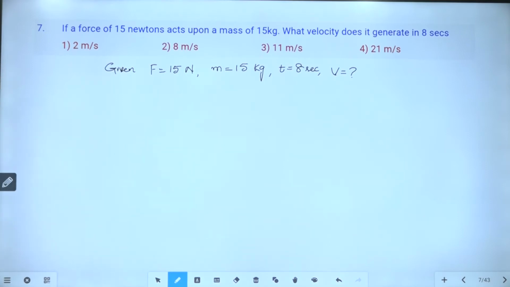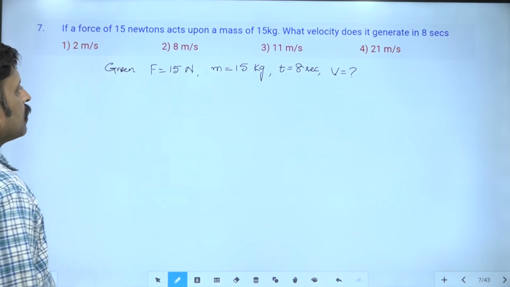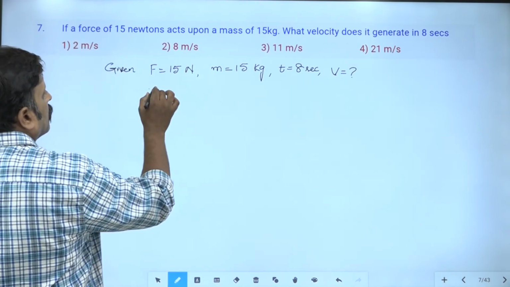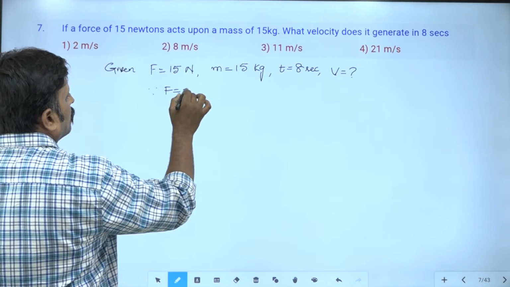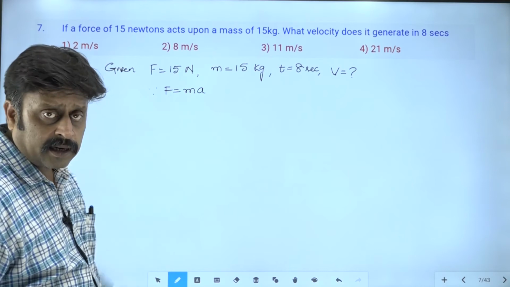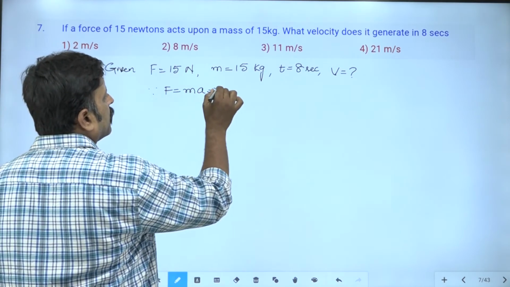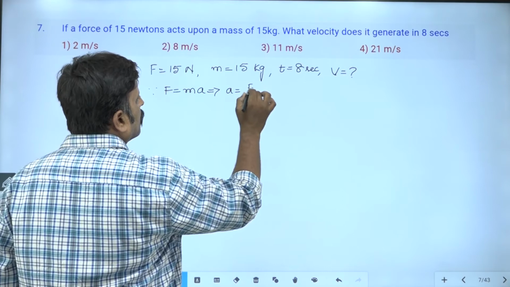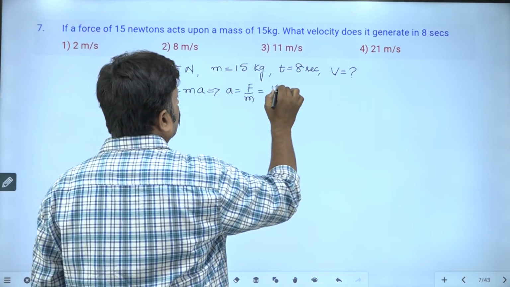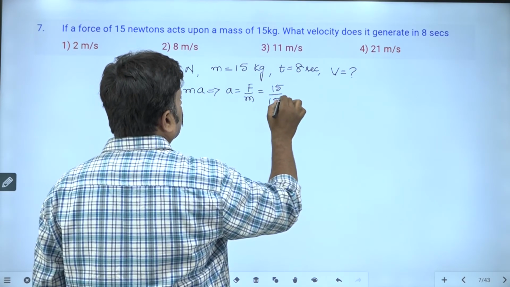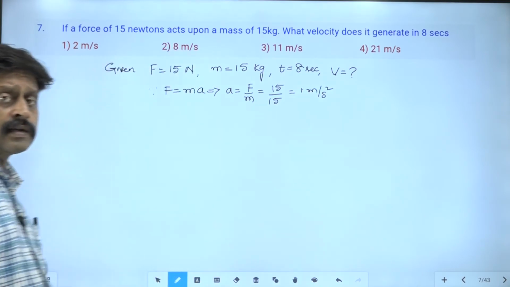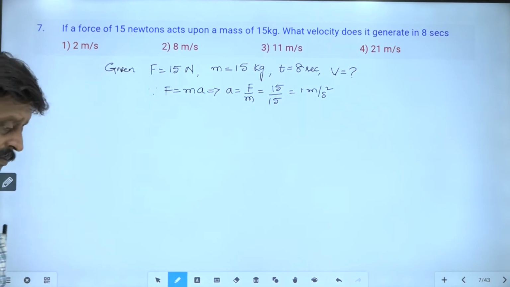First, force and mass are given. Since F is equal to ma, as he has given force and mass, by using this formula, first calculate acceleration. So from this I can write a is equal to F by m. F is 15 newtons, mass is 15 kg. So the acceleration, I am getting it as 1 meter per second square.